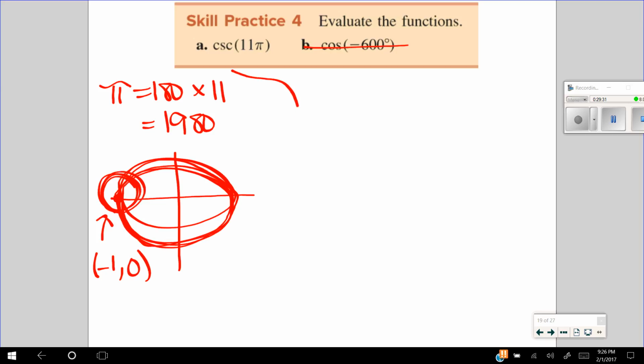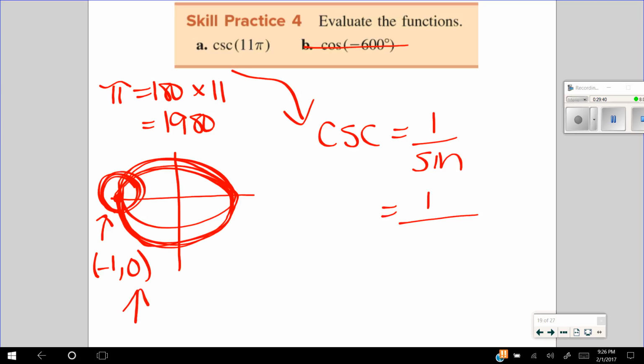Well, what is cosecant? Cosecant is 1 over the sine. Okay, well, what is the sine? Sine is the y coordinate, which is 0. 1 over 0 is what again? Undefined. That's simple. Okay?